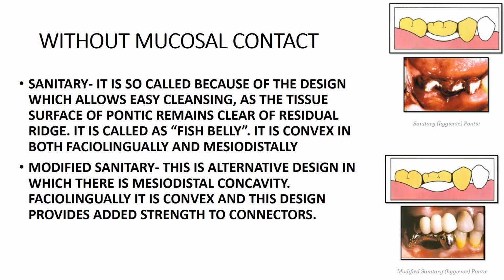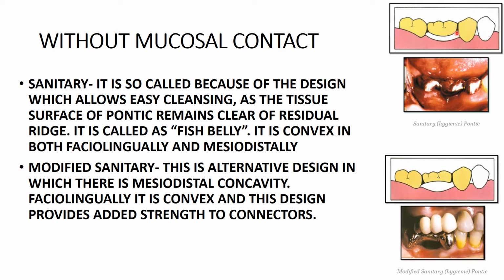The next one is without the mucosal contact. So in this, as the name says, it is not touching the mucosa. The 2 examples for this are the sanitary and the modified sanitary. Now sanitary it is called because of its design which allows easy cleansing, as the tissue surface of the pontic remains clear of the residual ridge. It is also known as a fish belly. Now over here you can see the pontic is not touching the mucosa, and it is known as sanitary or hygienic because you can maintain the oral hygiene in this case, and because of this property, it is known as the sanitary type of pontic design.